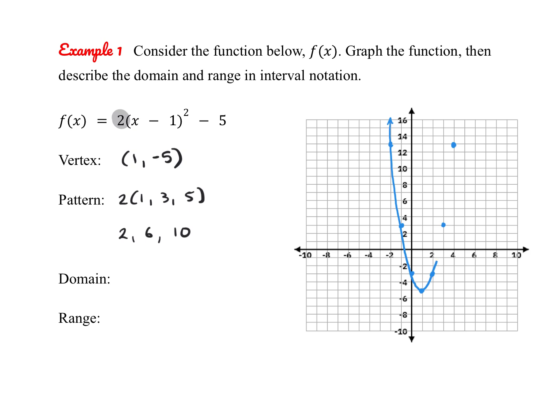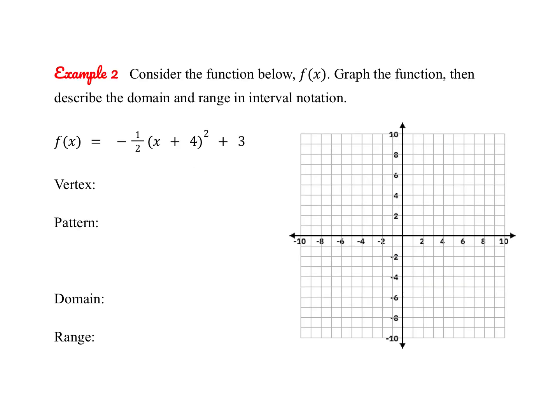So that 1, 3, 5 trick is just a really quick and easy way to get additional exact coordinates so you don't have to make a t-chart. Our domain for these should always be all real numbers, and our range we can see is negative 5 inclusive to infinity.